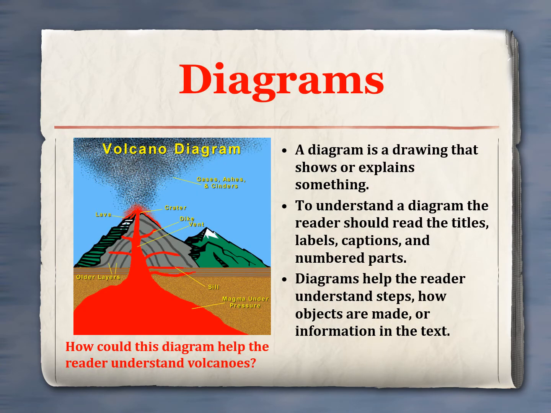Our next text feature is diagrams, okay? A diagram is a drawing that shows or explains something, okay? It can show procedures, it can explain something, and it can show something, okay? Diagrams are extremely useful to help us understand a particular topic or point that the author is trying to make, okay? To understand a diagram, the reader should read the titles, all of the labels, the captions, and the numbered parts. So you just can't look at the photo itself. You have to actually study it, okay?